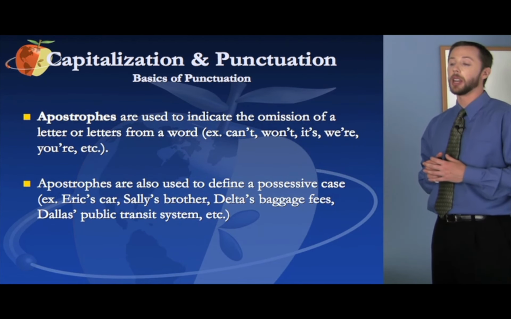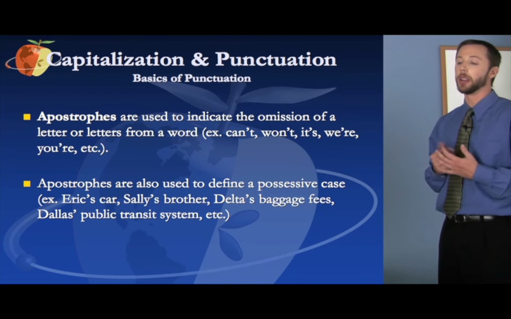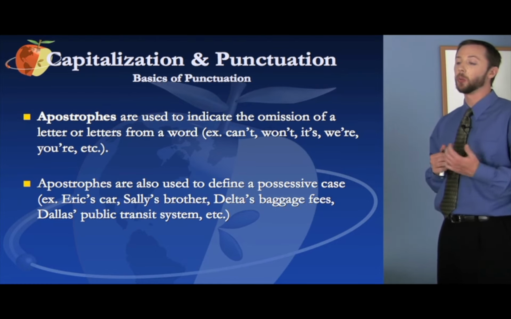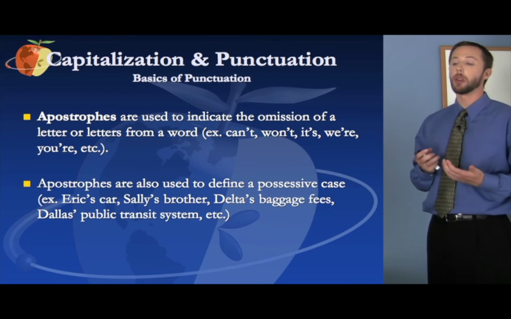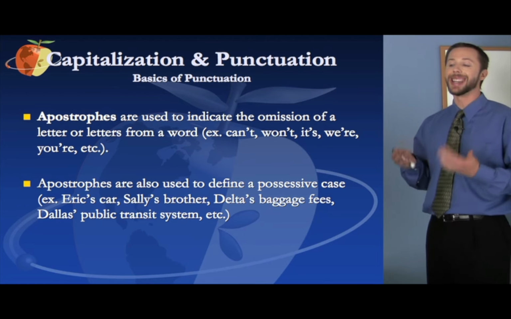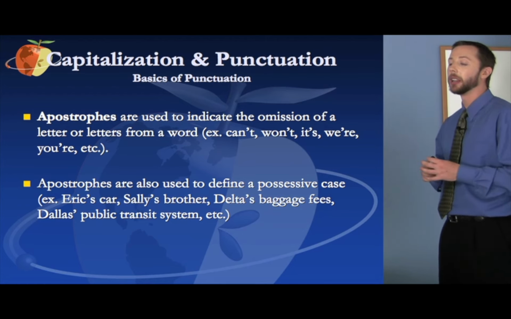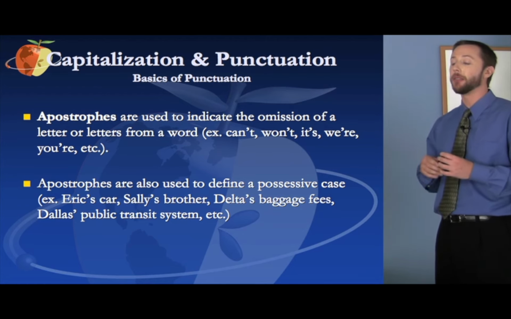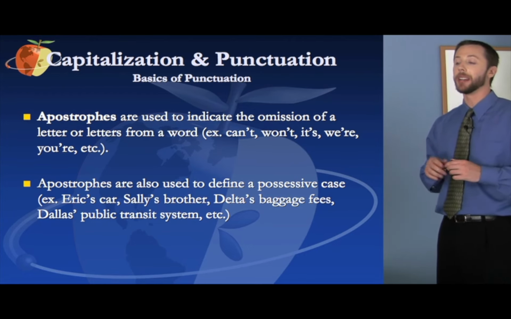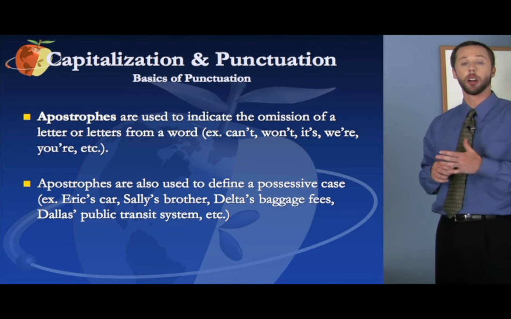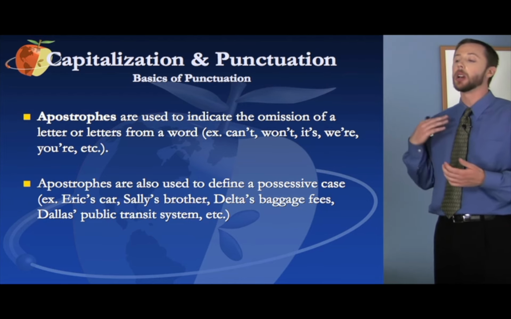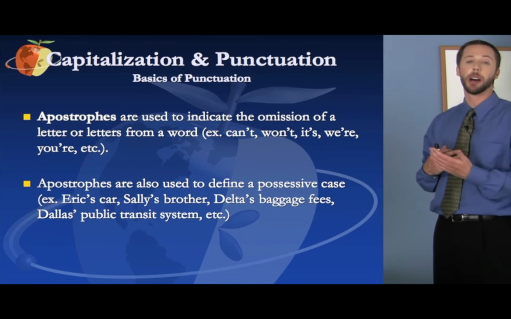Apostrophes are used to indicate the omission of a letter or letters from a word. So for example, can't, won't, it's, we're. These are all contractions. We've eliminated N-O from cannot. We've eliminated I from it's because that's actually it is. Or we've eliminated an A because it's actually we are. So we're connecting two words in a contraction and we've eliminated some of the letters. Where those letters have been eliminated, we add an apostrophe.